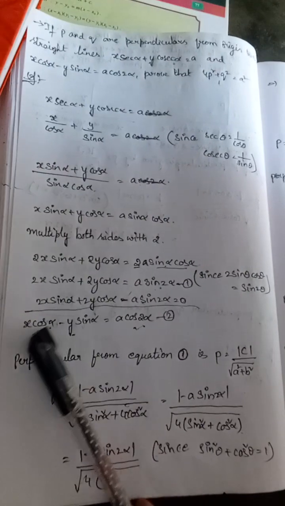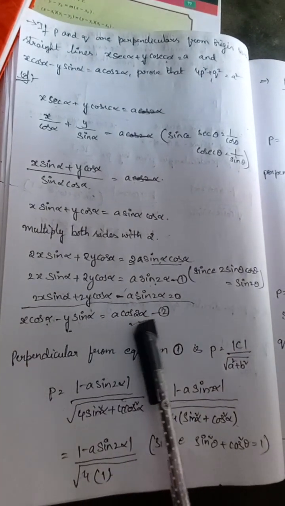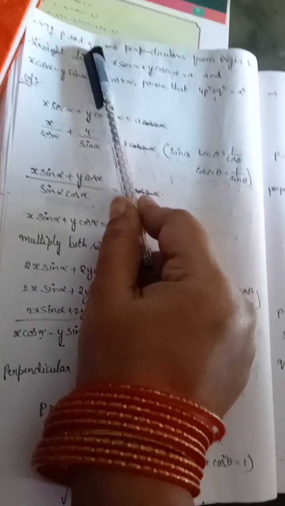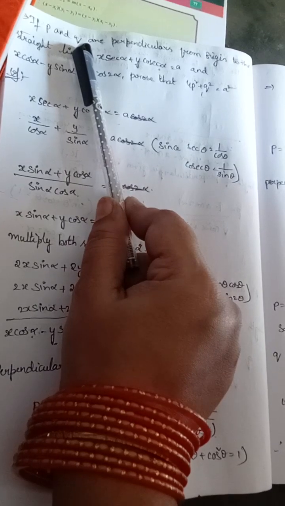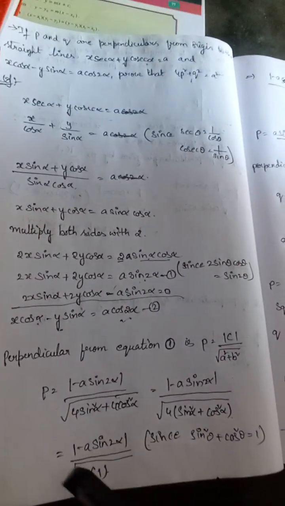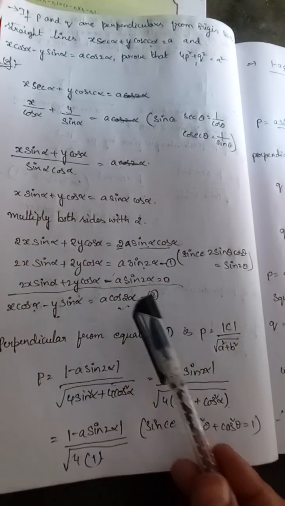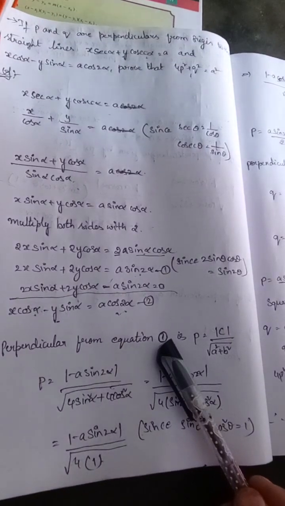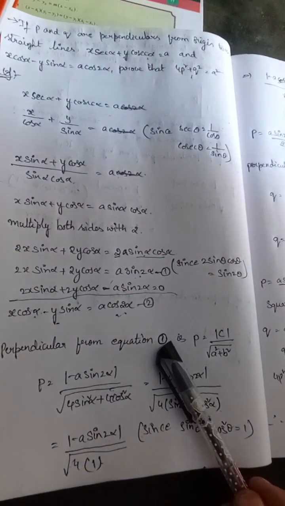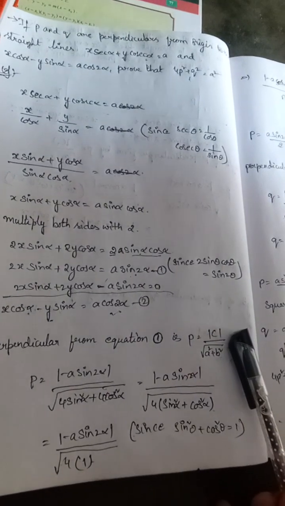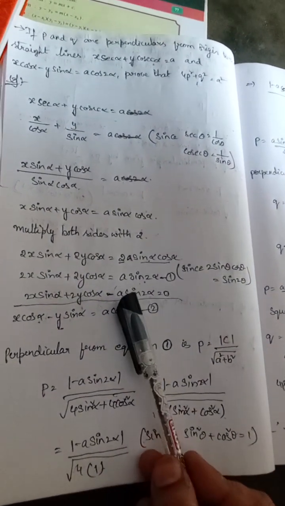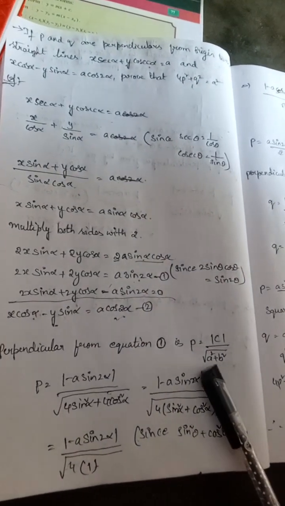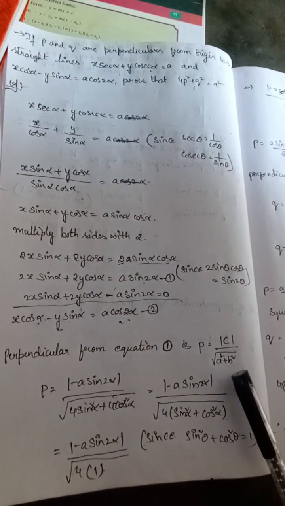And what is the second equation given? x cos alpha minus y sin alpha equals A cos 2 alpha. So this is equation 1, this is equation 2. And the particular thing given in the question is that P and Q are perpendiculars drawn from these two equations. So I took P equals, what is the actual formula, from equation 1. P is the perpendicular from equation 1. So what is the formula? Mod of constant, meaning in the line equation, whatever constant we have, that we have to take, by root of a square plus b square. Here a and b are the coefficients of x and y respectively.